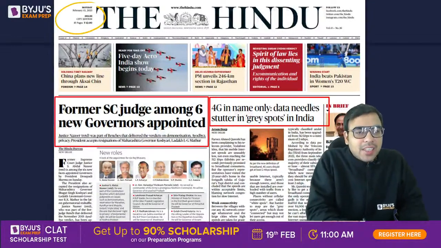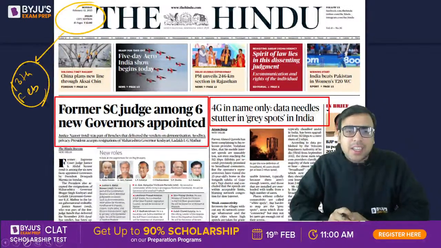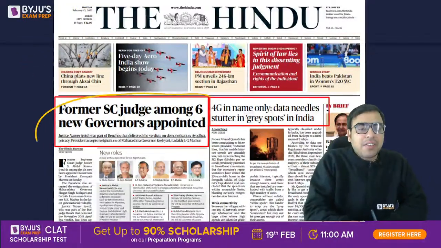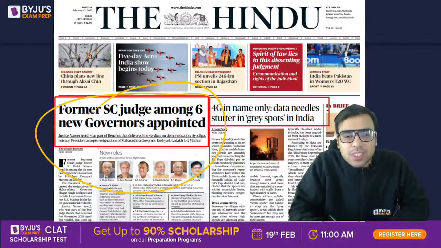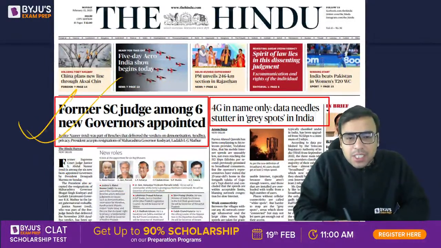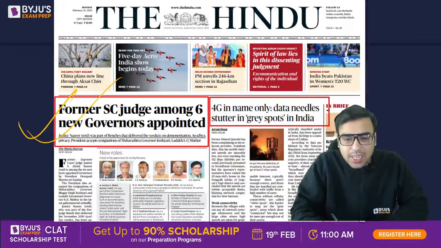So today is 13th February Monday. आज 13 फरवरी मंडे है और आज हम लोग important articles जानेंगे the Hindu newspaper की. So let's start. The first is this is a very important article. Former Supreme Court judge among 6 new governors appointed. So that is why it was very much in the news, and this is the most important article of today.